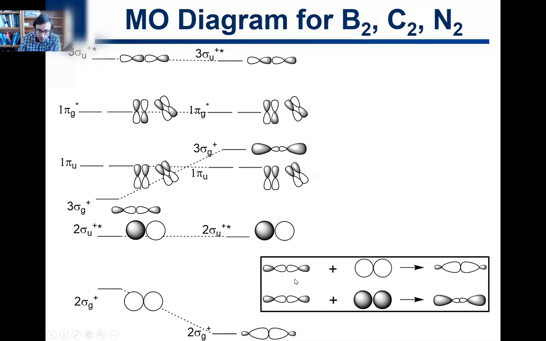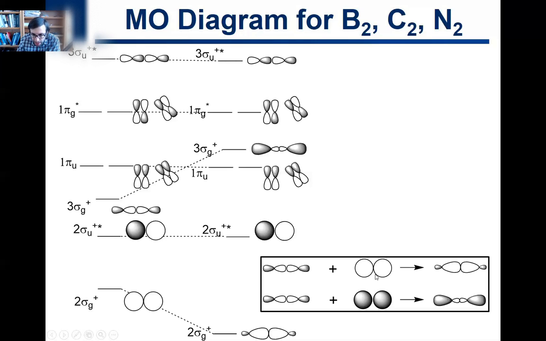And so this is how, pictorially, you would do this. Okay, so we're mixing this 3 sigma G plus formed from these 2 PZ orbitals and the 2 sigma G plus. So we're going to add them constructively, and then we're going to subtract them. What does subtracting them mean? Subtracting them means adding the negative. So you can see here we added the light colored version. Here we added the negative, the dark colored version. And how is that going to work?